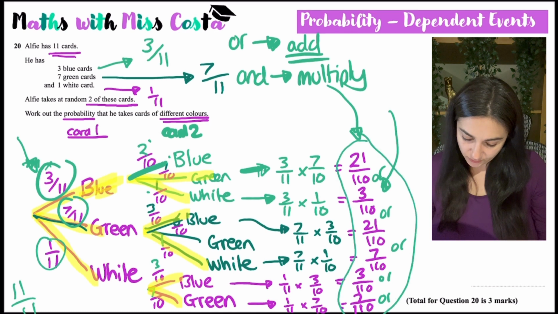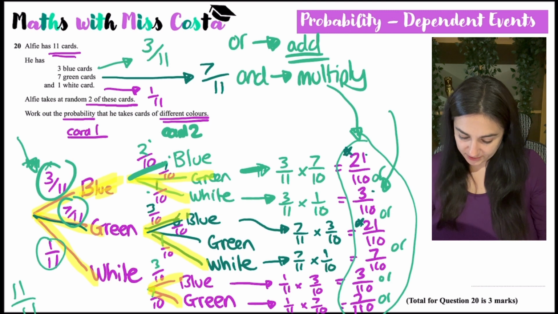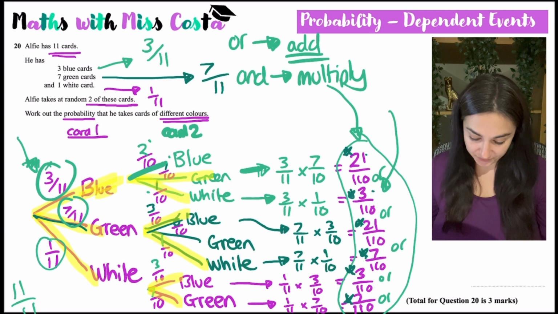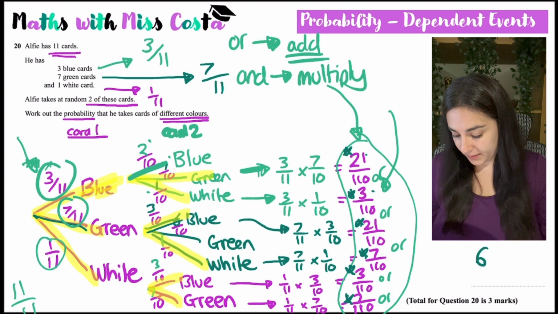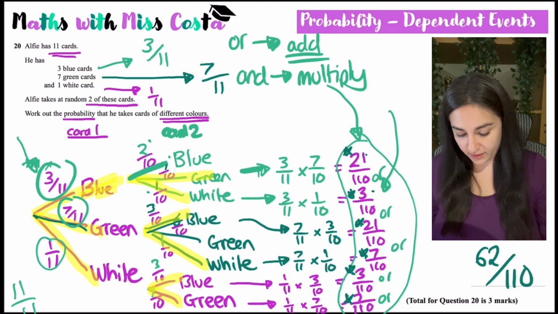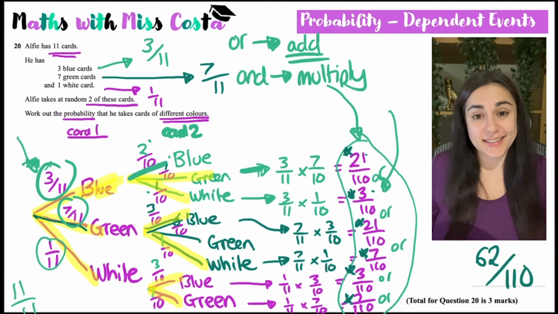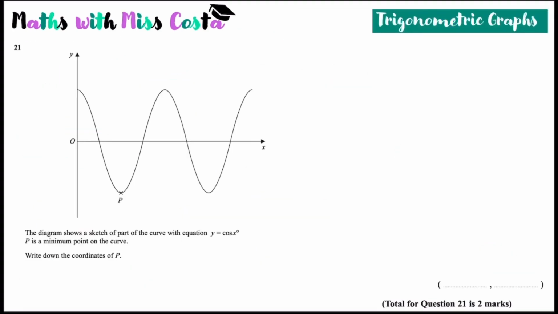So 21 plus 3, or let's do the big numbers first. 21 plus 21 is 42. 42 plus 7 is 49. Plus 7 is 56. Plus 3 is 59. Plus 3 is 62. So your final probability would be 62 over 110. You've not been asked to simplify it, so you can just leave it like that.